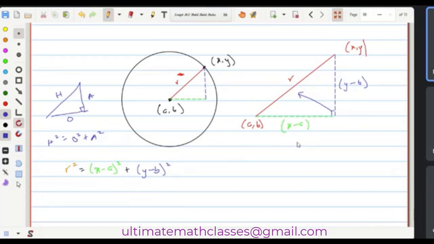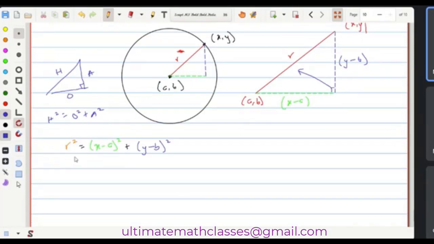Are we good with that one? Yes, sir. Okay. You don't really need to expand at this point. There will be another equation where you're going to expand, but for the meantime, let's work with this one. So we're saying that the equation of a circle centered at the point a, b, this time not at the origin, is given by x minus a squared plus y minus b squared equals r squared. Is that clear? Yes, sir.